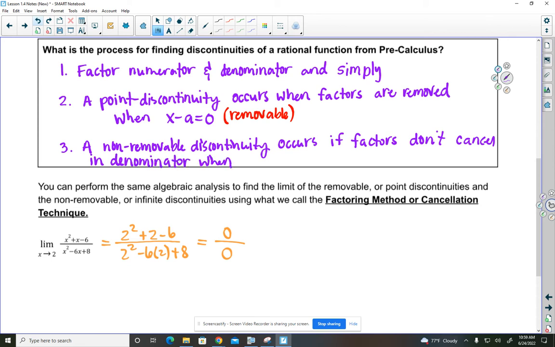What I've been talking about with numbers 2 and 3 especially, we need to do some more review on, and we will as we continue to work more and more with rational functions and evaluating limits. Okay, so don't get too hung up on something in there if it's not quite making sense. It's an ongoing process as we continue to learn about this. Okay, so you can perform the same algebraic analysis that we have done previously in our study of rational functions to find the limit of removable or point discontinuities and non-removable, or what we would also call infinite discontinuities, using the factoring method or cancel technique.